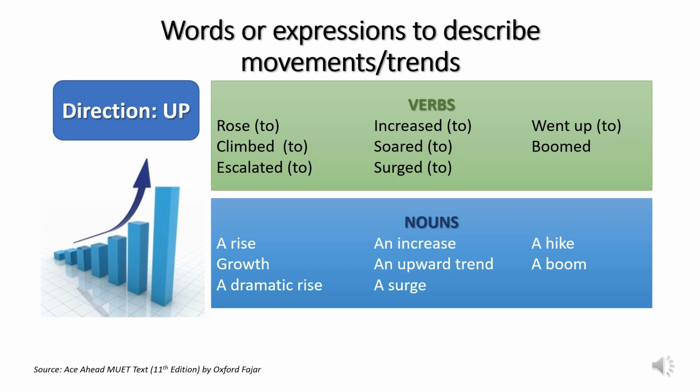And if you are not going to use verbs, you want to use nouns next, then use these words to show upward movements or trends. You can use nouns such as a rise, an increase, a hike, an upward trend, growth, a boom, a dramatic rise, a surge. So you can mix it up. You don't have to keep on using the same trend words or the same movement words, such as increase or rose.